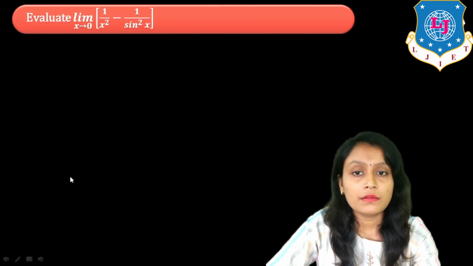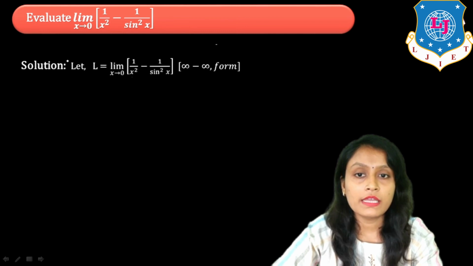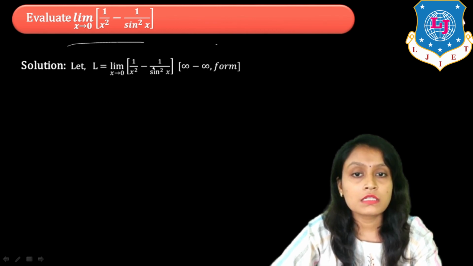Okay. Next example is: evaluate the limit x tends to 0 of 1 upon x square minus 1 upon sine square x. So now let's begin with the solution. Consider this limit as L. Okay, so L is equal to limit x tends to 0, 1 upon x square minus 1 upon sine square x. Now if you substitute x is equal to 0, here we have 1 upon 0, that is infinite, minus 1 upon sine 0, that is 0. So again 1 upon 0, so infinite. So again we have the infinite minus infinite form.